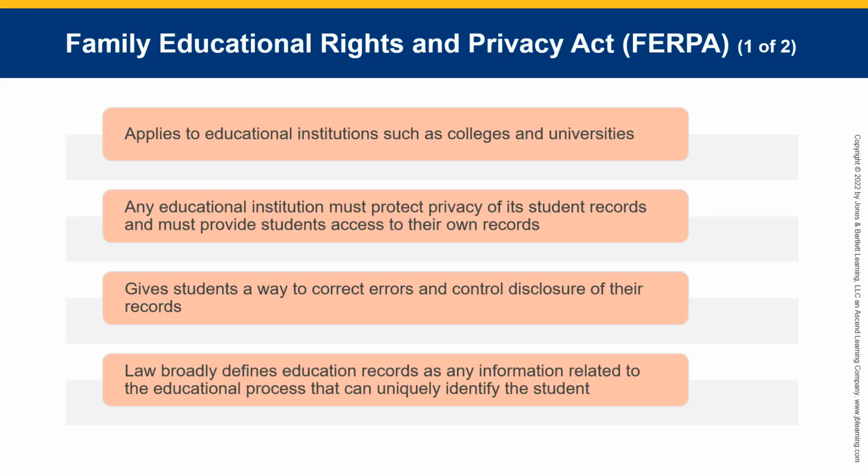Family Educational Rights and Privacy Act, FERPA, page 1. Applies to educational institutions such as colleges and universities. Any educational institution must protect privacy of its students' records and must provide students access to their own records. This gives students a way to correct errors and control disclosure of their records. The law broadly defines education records as any information related to the educational process that can uniquely identify the student.